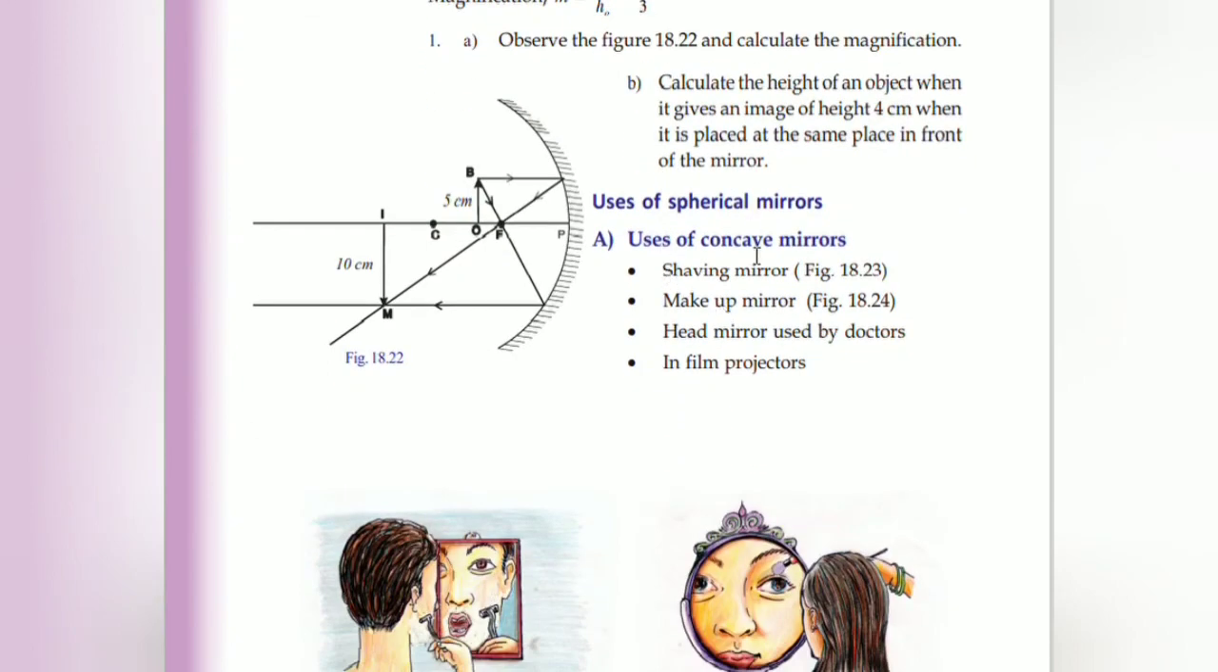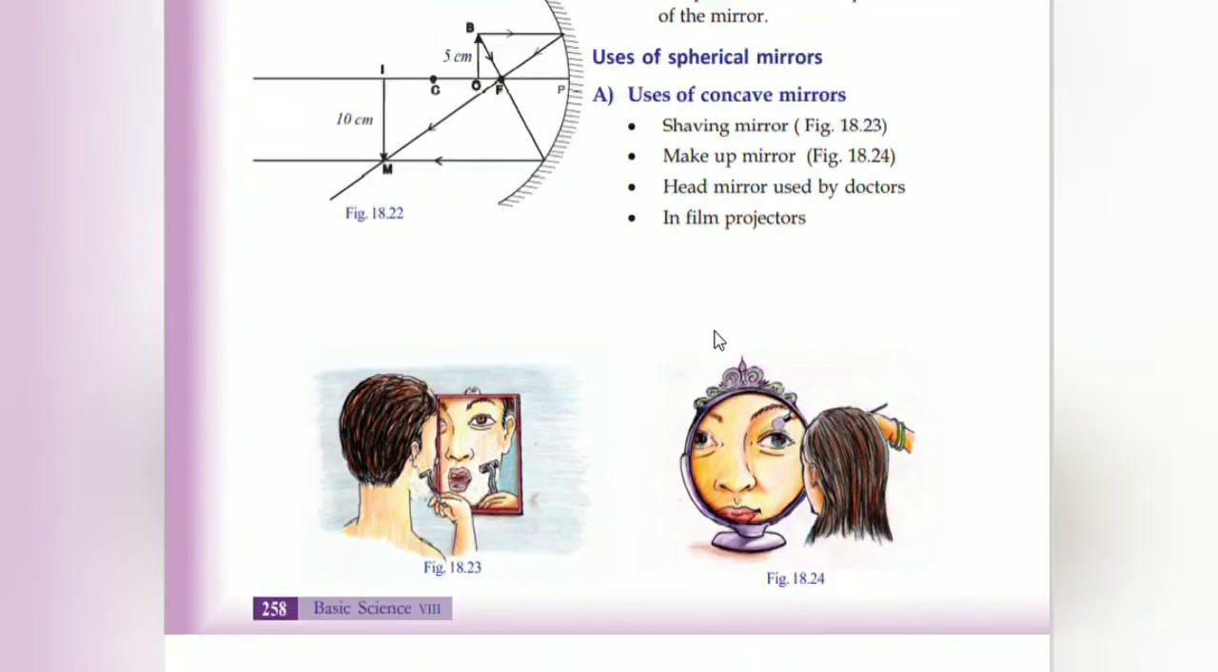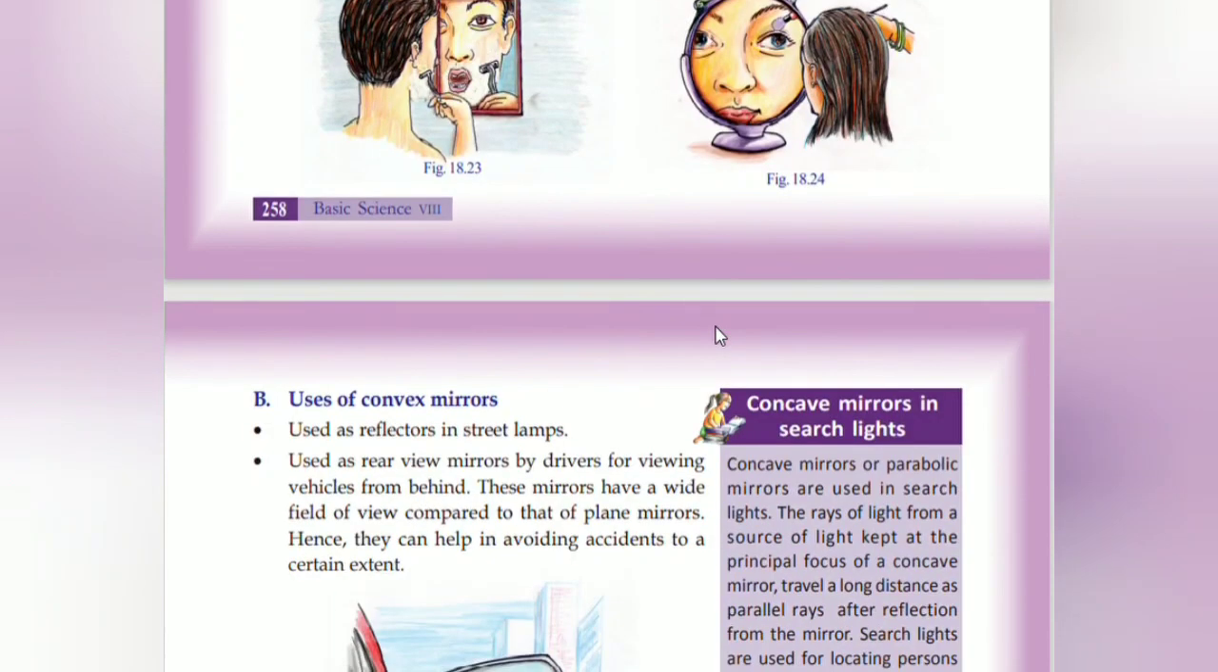Use of spherical mirrors. Spherical mirrors എന്ന് പറഞ്ഞാൽ എന്തൊക്കെയാണ്? Use of concave mirrors. എന്തിലൊക്കെയാണ് യൂസ് ചെയ്യണത്? Shaving mirrors, makeup mirrors, then head mirror used by doctors, in film projectors. That is to make enlarged figures we are using concave mirror. In film projectors we are also using concave mirror.